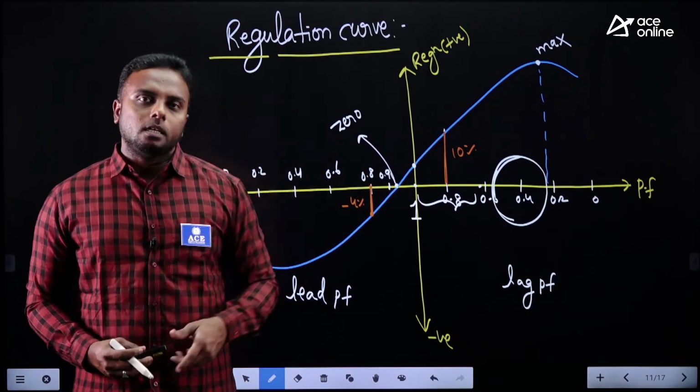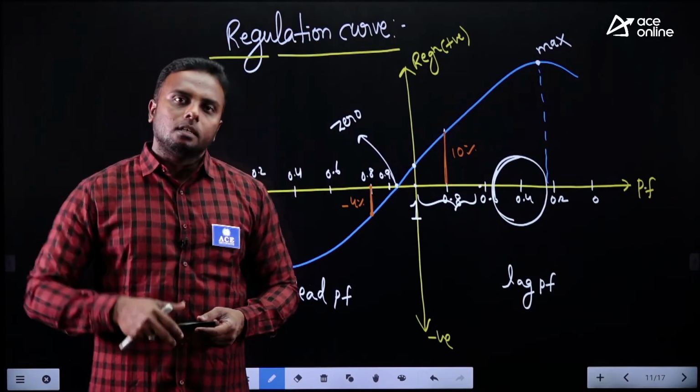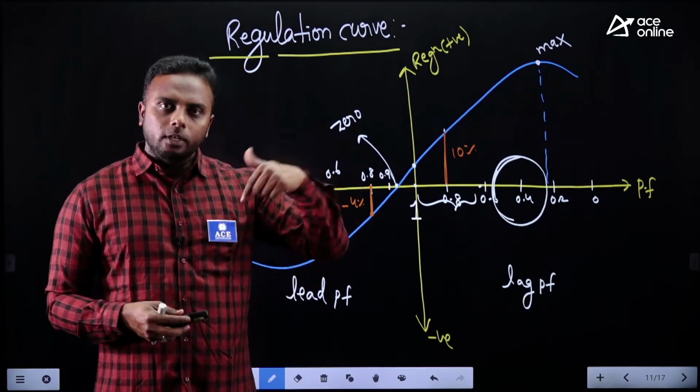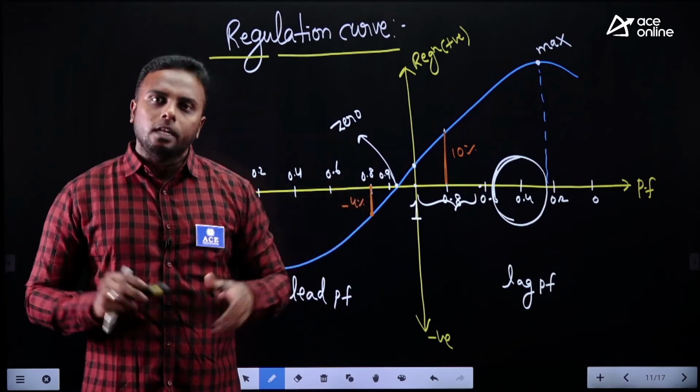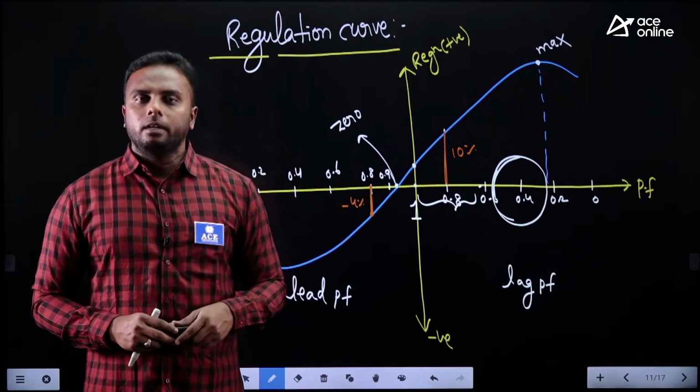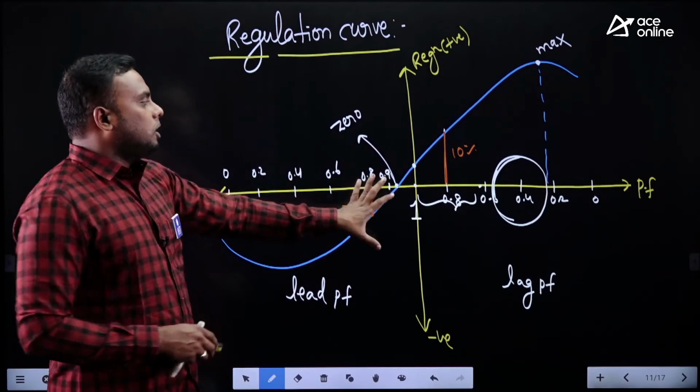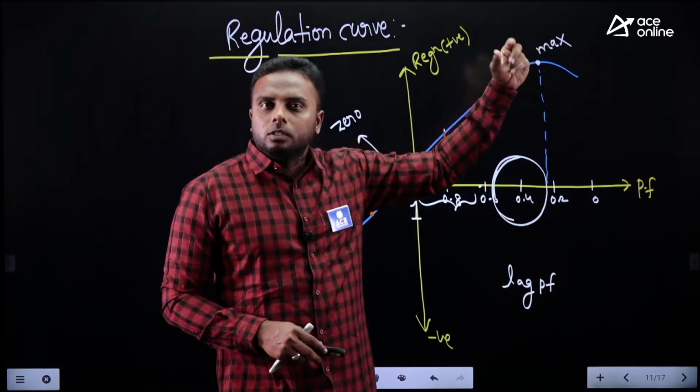Now secondary also will take the current. Already primary is taking the current from source. Now secondary also will take the current. Transformer action will fail here. Lenz's law will fail. That's why zero also should not take place, and maximum regulation also we don't want.